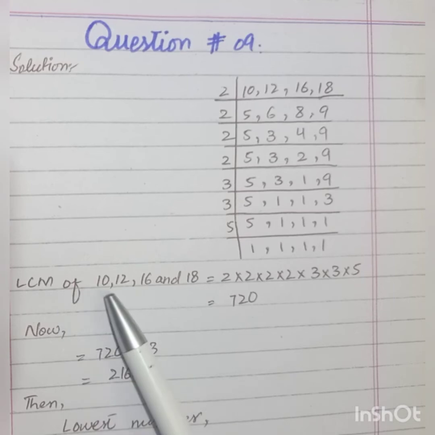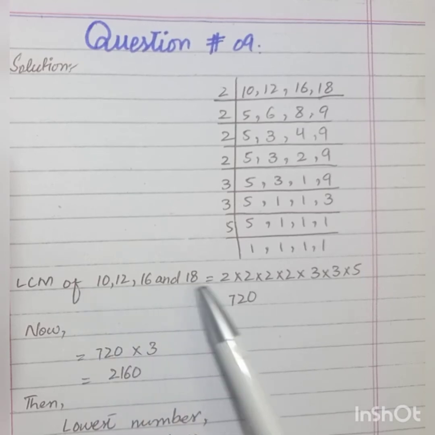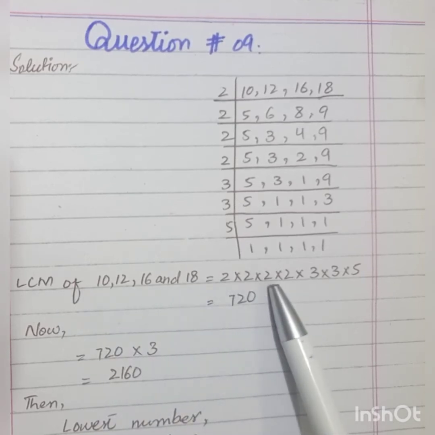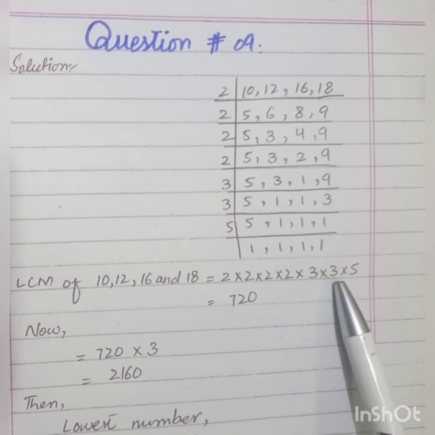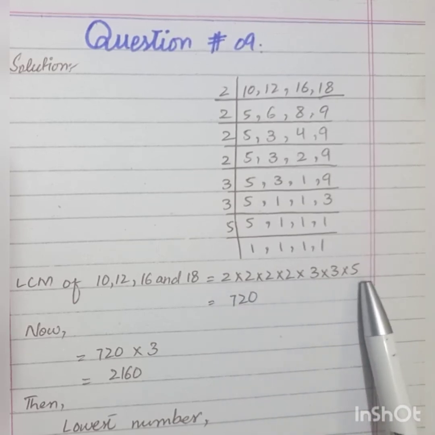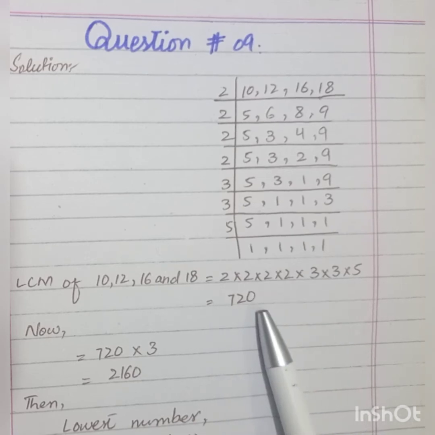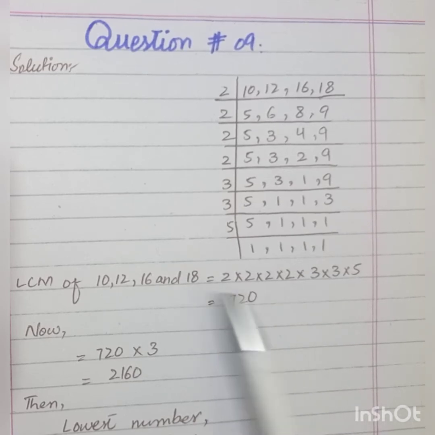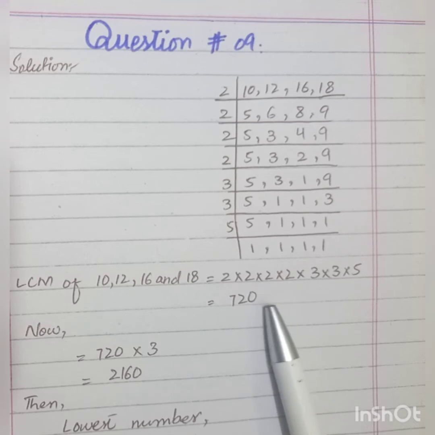Students, now the LCM of 10, 12, 16 and 18 is 2 multiplied by 2 multiplied by 2 multiplied by 2 multiplied by 3 multiplied by 3 and multiplied by 5. If we find the product of these values then the answer is 720. That is the answer of least common multiple of 10, 12, 16 and 18.